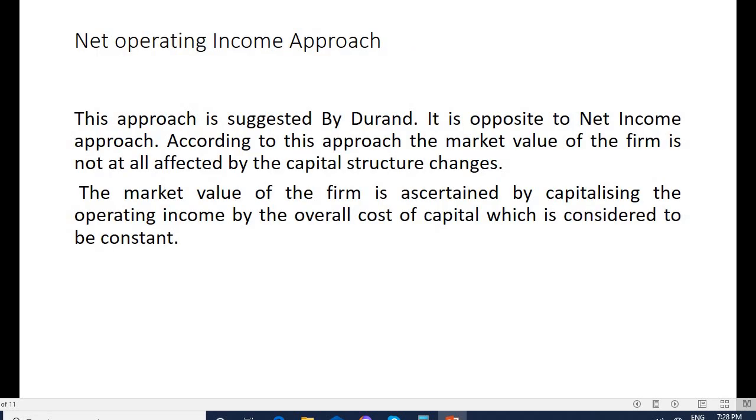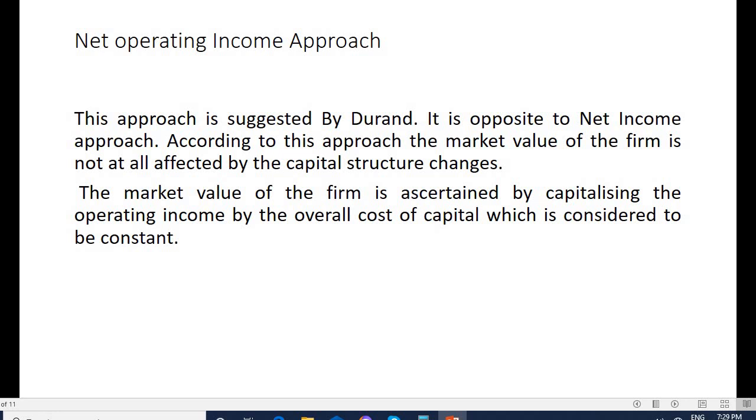Today we'll see what the net operating income approach is. Students, the net operating income approach is also given by David Durand, where he explains the other extreme of the theory. In the net income approach, he states that capital structure decisions are relevant, like the level of debt has an impact on the cost of capital and value of the firm. But the net operating income approach is opposite to the net income approach.